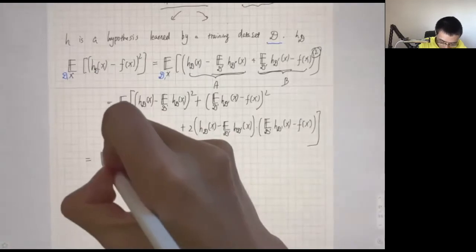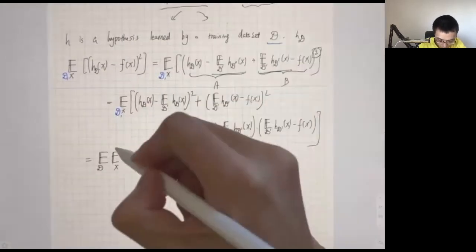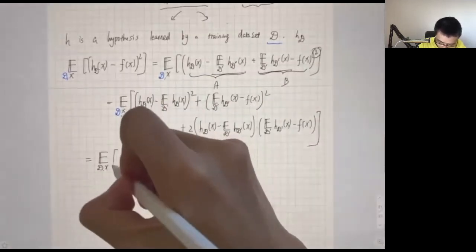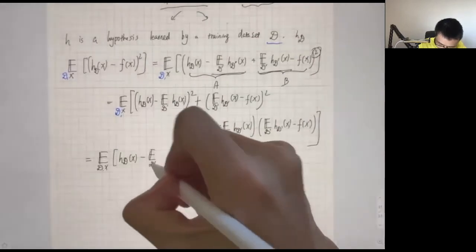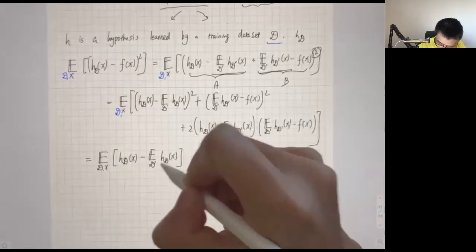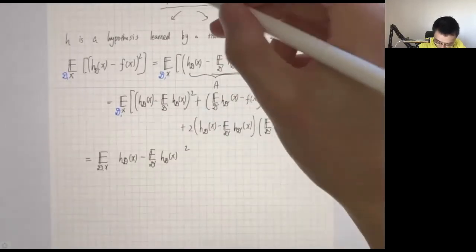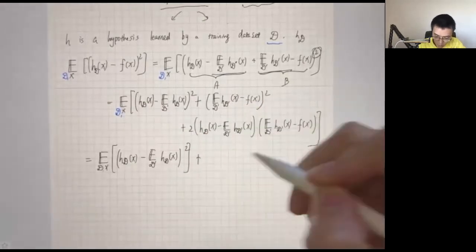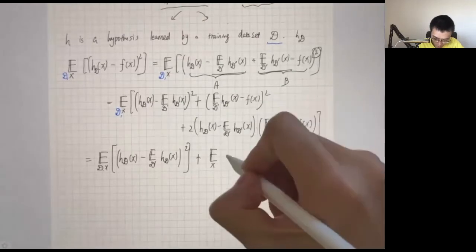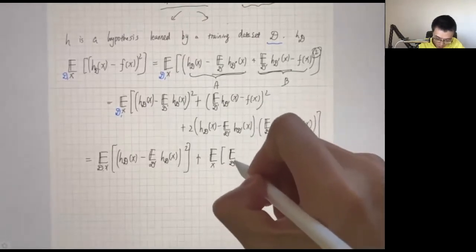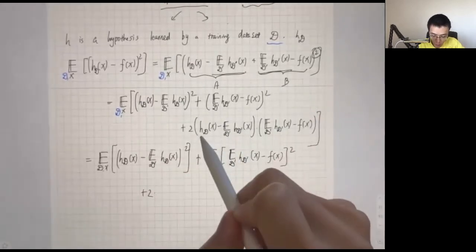Okay, then this gives me, so the expectation over D and X, you can also write it as two expectations. So it doesn't matter. So h of D of x minus h of D prime of x, squared, the square is in the expectation. Plus, do I have X here? Yes. Do I have D here? No. So I just say expectation over X, and then expectation over D prime, h of D prime of x minus f of x. Plus 2 times the expectation over D and X.